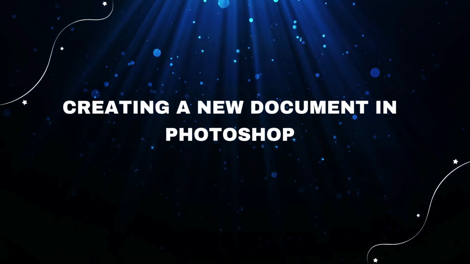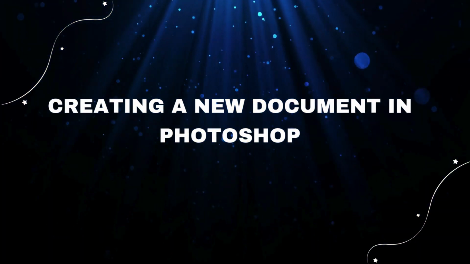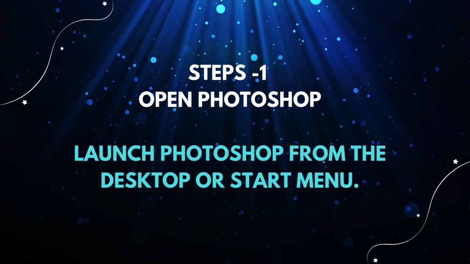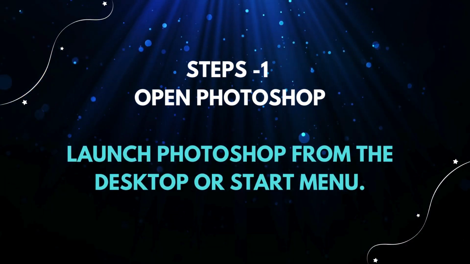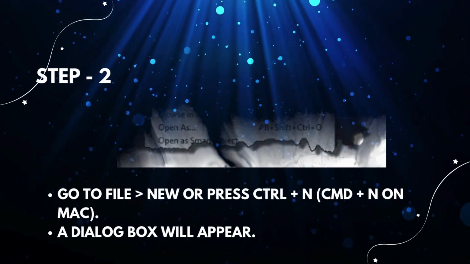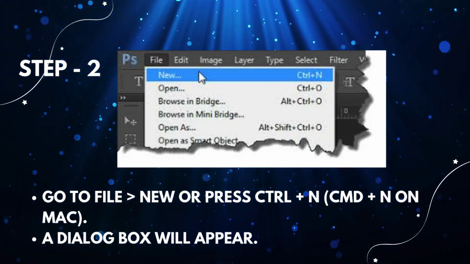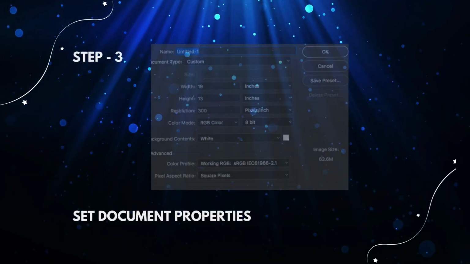Today we are learning how to create a new document. Well, now we are going to a lesson. Step 1. Open Photoshop. Launch Photoshop from the desktop or start menu. Step 2. Go to File Menu or press Ctrl+N, CMD+N on Mac. A dialog box will appear.